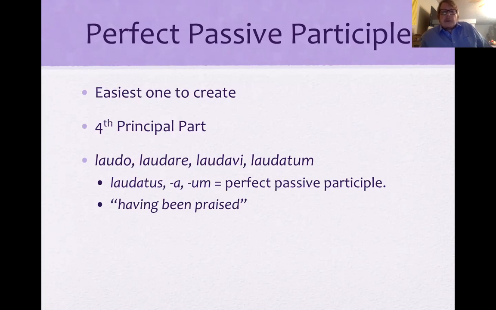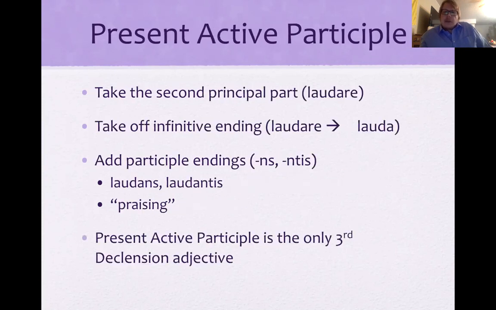You take your 4th principal part, you turn it into a first, second declension adjective. Remember, it borrows from first and second declension to modify either a masculine or a feminine or a neuter noun. So laudatus, laudata, laudatum, having been praised. The present active participle, you take the 2nd principal part, which is laudare. Remember, that is our present active infinitive. And you take off that infinitive ending, that re, which leaves you lauda. That lauda, then you stick on ns, ntis.